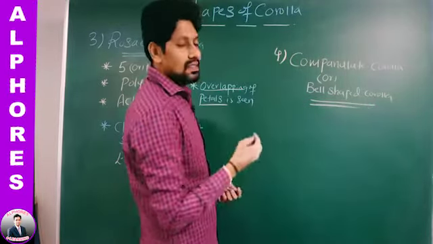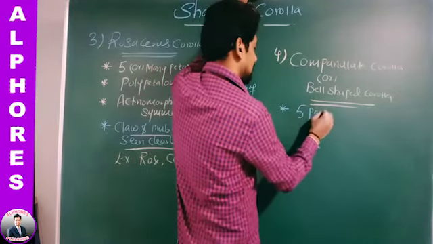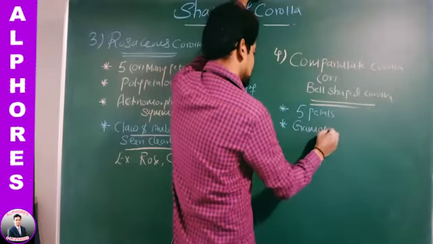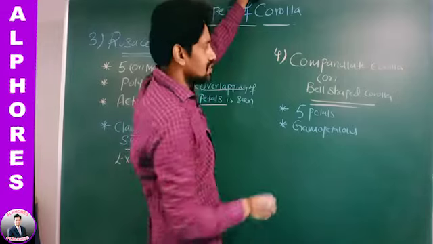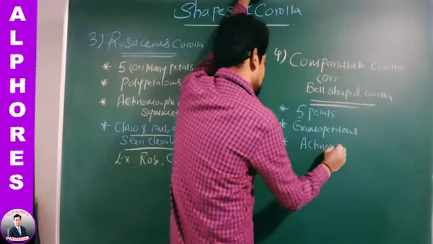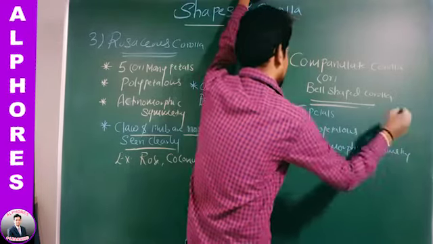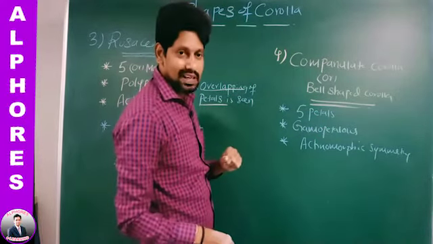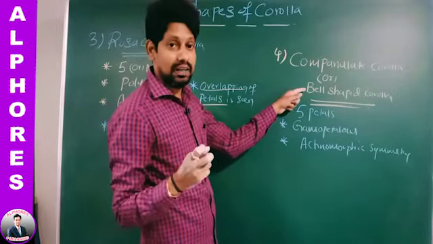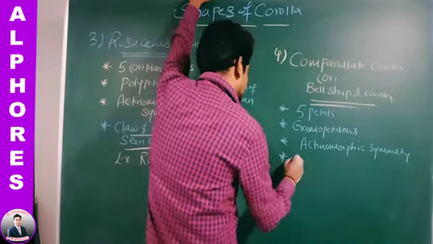Campanulate corolla or bell-shaped corolla. Here also the corolla is with five petals, but these five petals are fused. Therefore, gamopetalous. This campanulate corolla is present in a flower which shows actinomorphic symmetry. Five petals are fused to form a bell-shaped corolla called campanulate corolla. Therefore, petals fused.